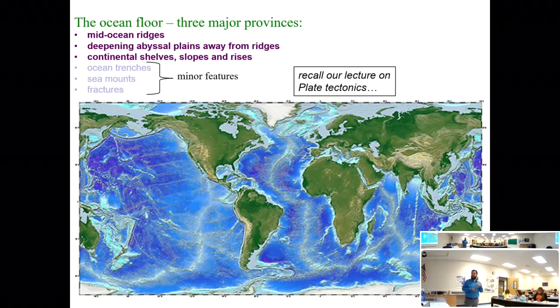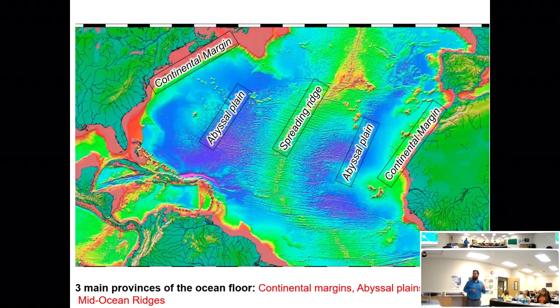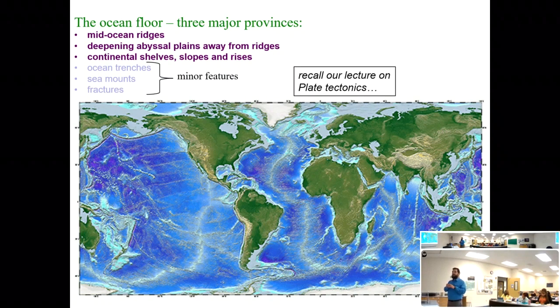All right, so here's the ocean floor map. There are three main provinces we're going to talk about, the most important that you should know. Those provinces are mid-ocean ridges, abyssal plains, and continental shelves. Those are the three important ones. There are minor features that we'll talk about probably next time, which are ocean trenches, seamounts, and fracture zones.